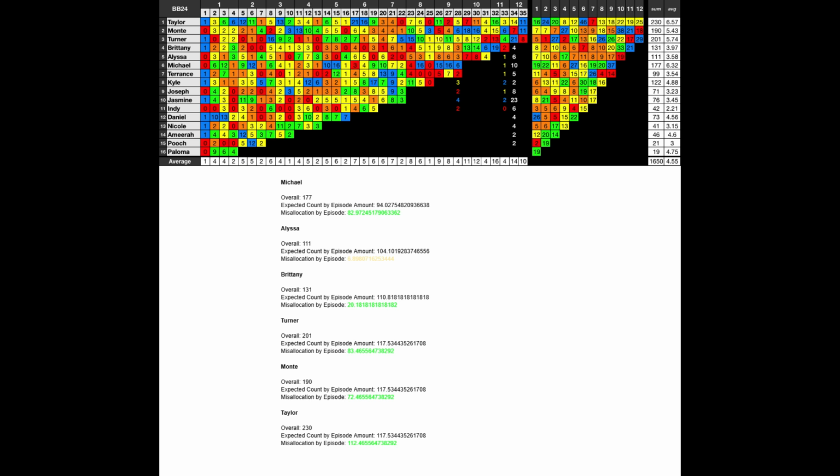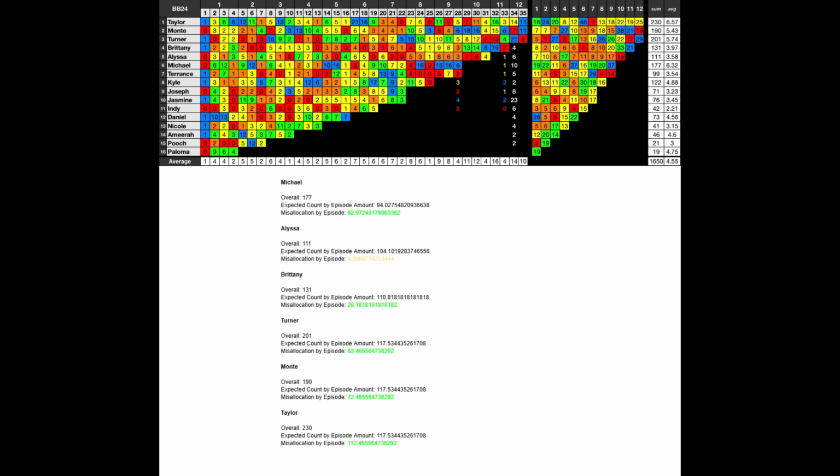117.53. His misallocation amount is 83.46, which is definitely huge. Monty has 190 diary rooms, and his expected count by episode amount is 117.53, causing for a misallocation amount of 72.46.